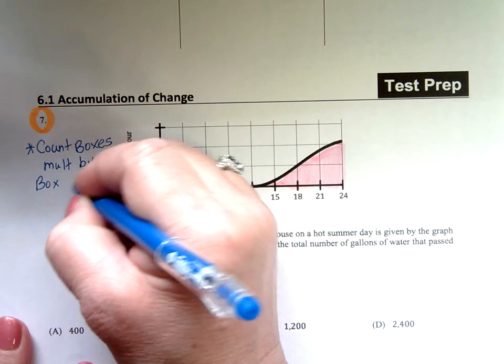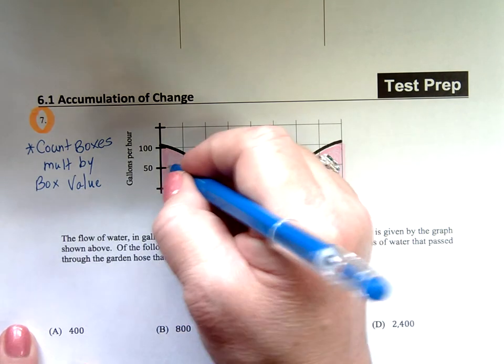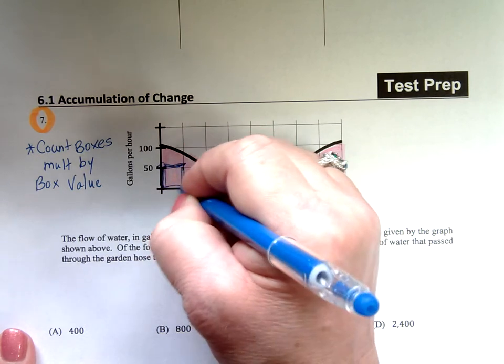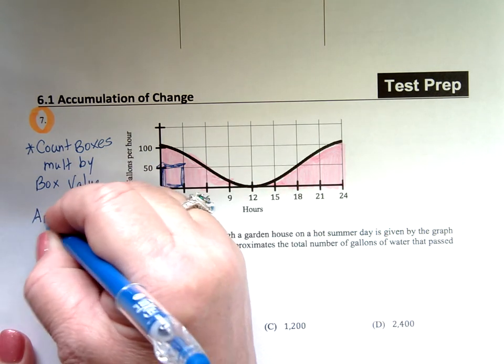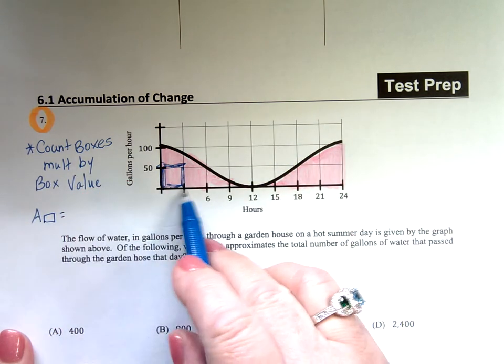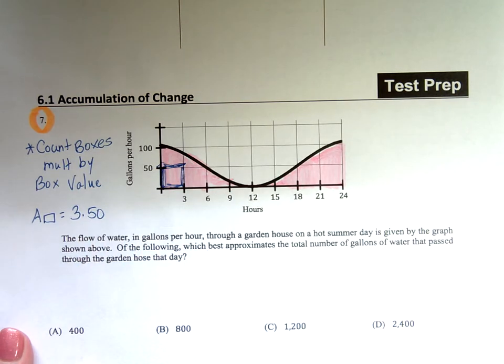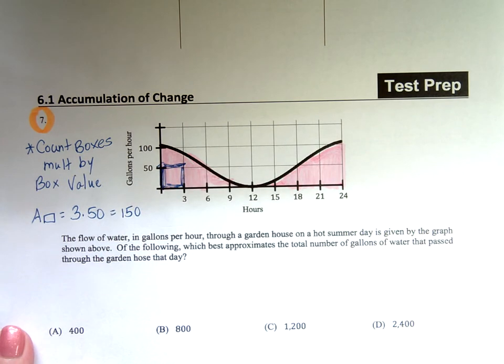And you're like, what the heck are you talking about? So if I look at one box, one perfect box, right? This guy right here. What is that one box worth? So I know the area of a rectangle, length times width. So it's 3 times 50. Well, 3 times 50 is 150. So each box is worth 150. And so what you're going to do is estimate the boxes. So you're going to count them.